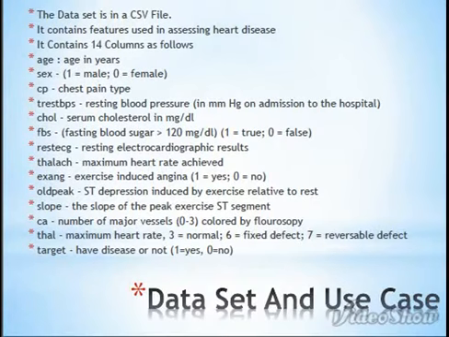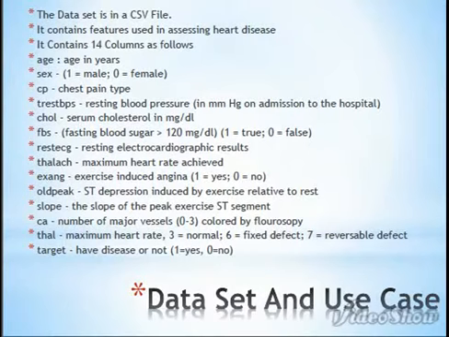Now on the dataset and use case, as we can see, the dataset is in a CSV file, and it contains features used for assessing heart disease. It contains 14 columns as follows. It contains age in years, and we have sex, chest pain, resting blood pressure, serum cholesterol, fasting blood sugar, and the rest. As you can see, they are almost up to 14.